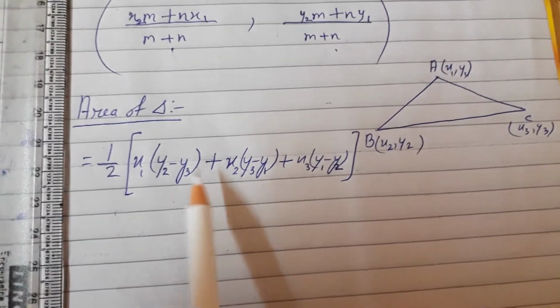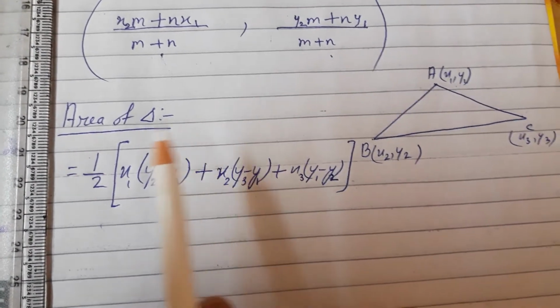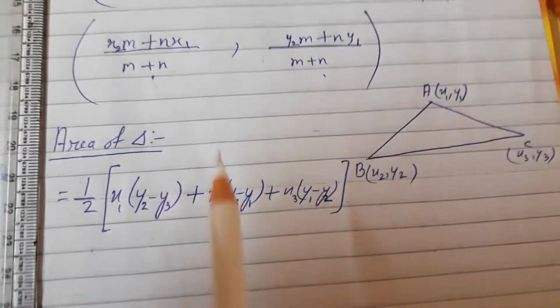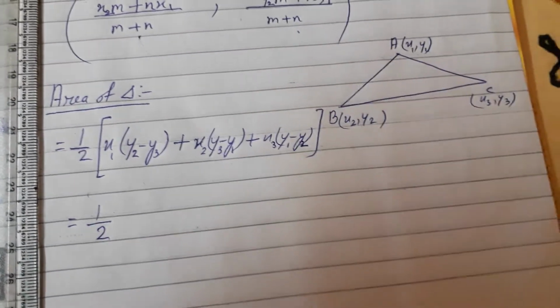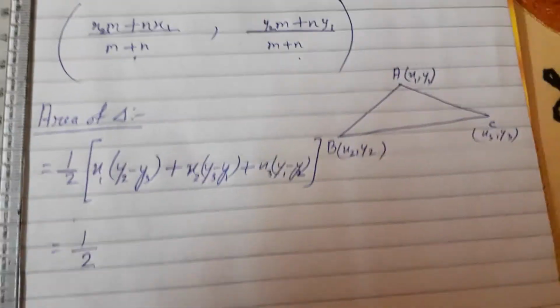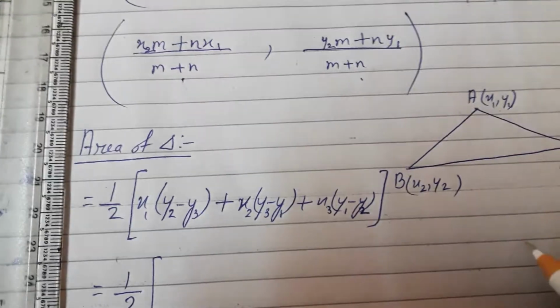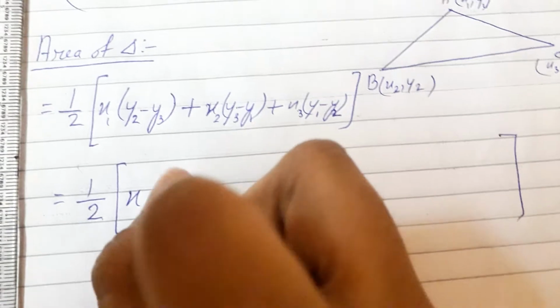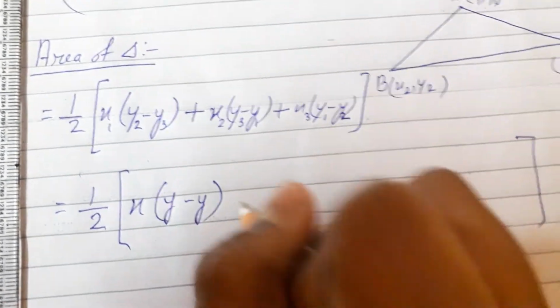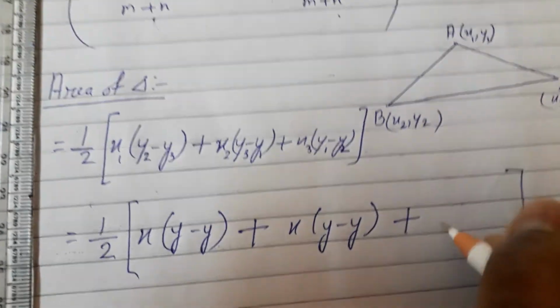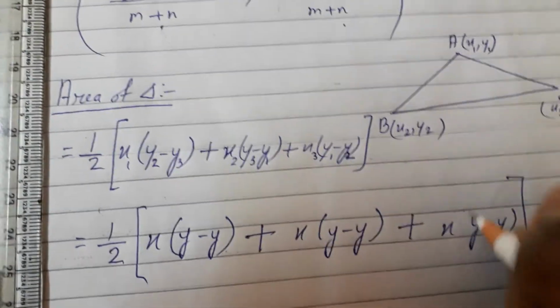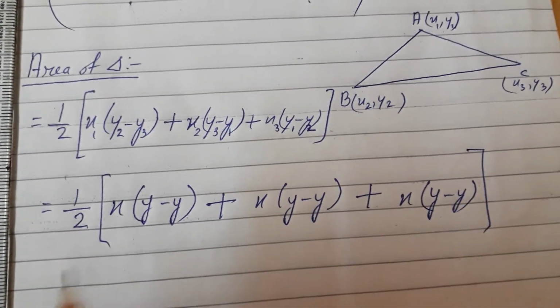See, when you go to write this formula, first always you have to write half, as you all know that half into base into height. So always you have to mention half. Okay, then see, in the third bracket, you have to write x into (y minus y) plus x into (y minus y) plus x into (y minus y). See, you can write it very easily.